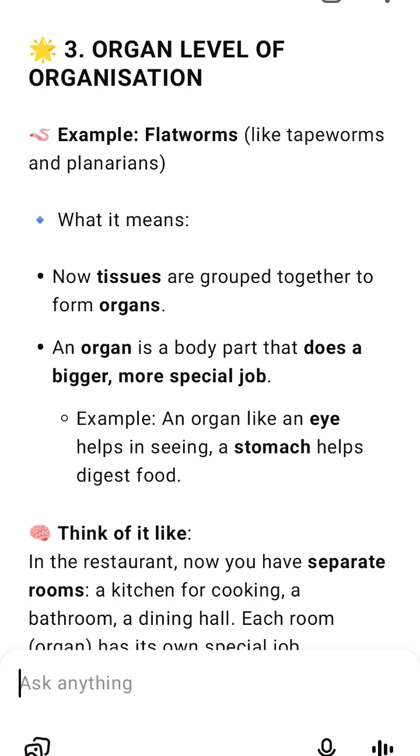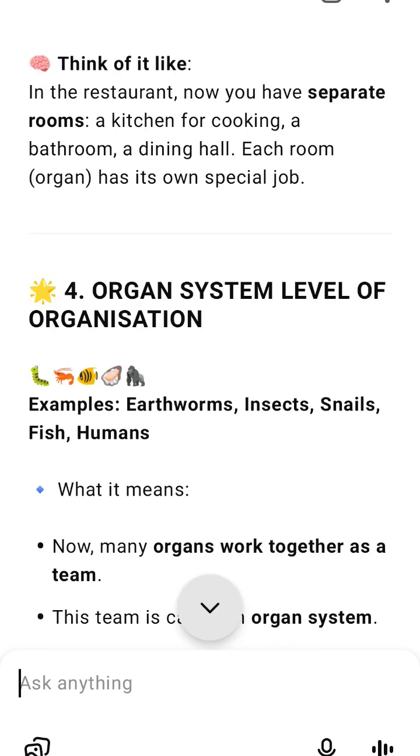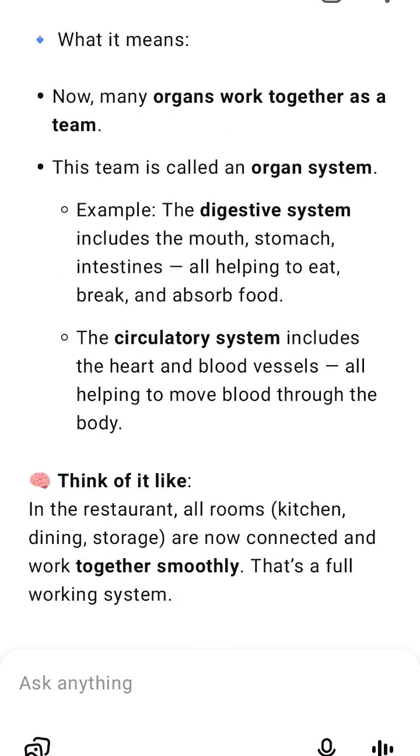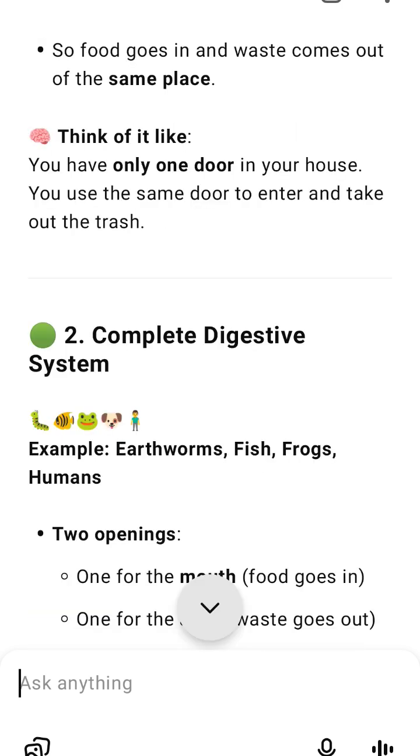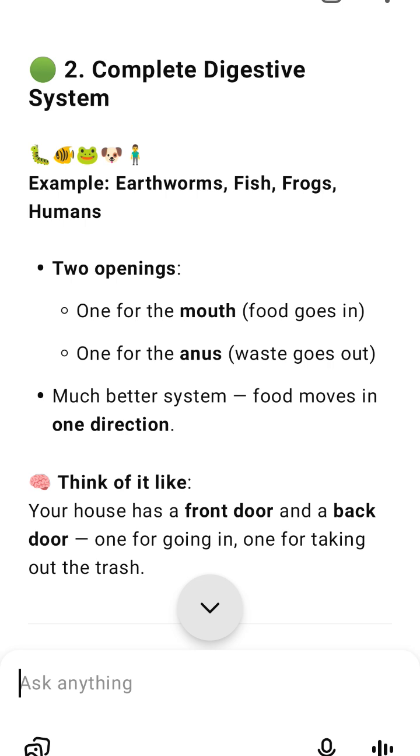3. Organ level of organization. Even more advanced: tissues join together to form organs. What it means: tissues come together to make organs, body parts with special jobs. Each organ does one main function. Still a simple setup, but more organized. Example, flatworms, platyhelminths, like tapeworms and planaria, have organs like eye spots and a digestive organ.